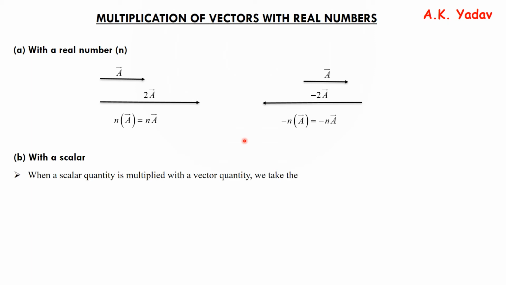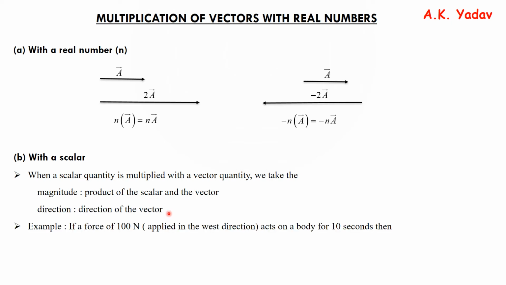When a scalar quantity is multiplied with a vector, we take the magnitude as the product of the scalar and the vector, and the direction of the vector. For example, if a force of 100 Newton applied in west direction acts on a body for 10 seconds, then impulse is equal to force into time, that is 100 into 10, that is 1000 Newton second due west.